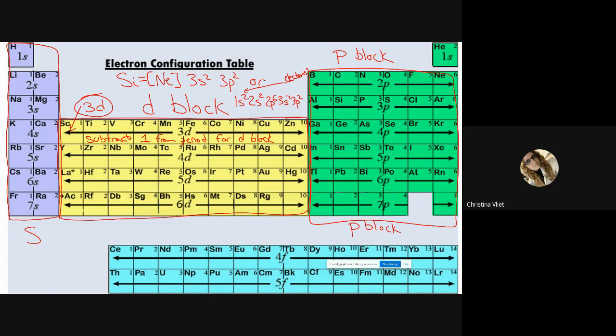So if you look at D here, right? What number is that? 4. But what is this actually? Oh, okay. So what I mean by that is whatever row you're in, you subtract 1 only when you're in the D block.